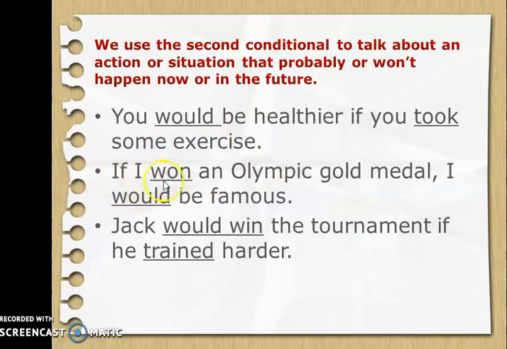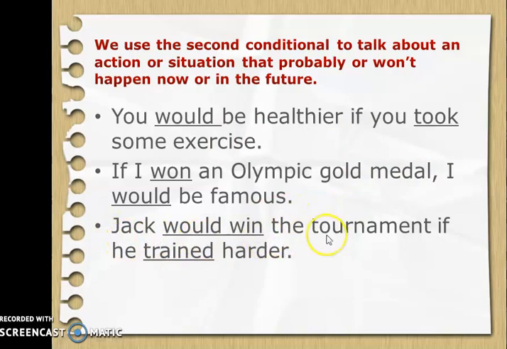Another example, if I won an Olympic gold medal, I would be famous. Again, remember the if clause takes on a past tense. The past tense of win is won. And the main clause, I would be famous, is would plus an infinitive. Did you notice that there is a comma placed after the if clause? Yes. If you are putting the if clause in front of the main clause, you should put a comma in between.